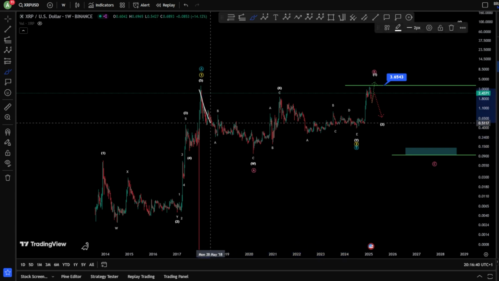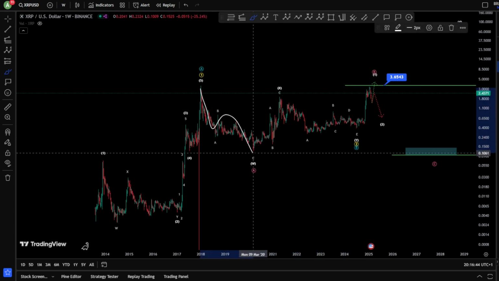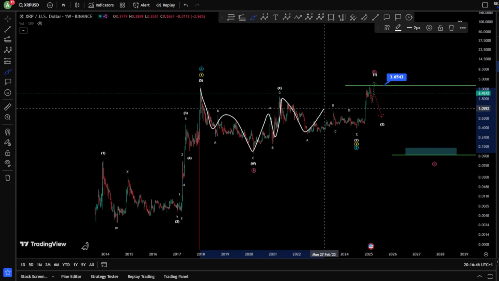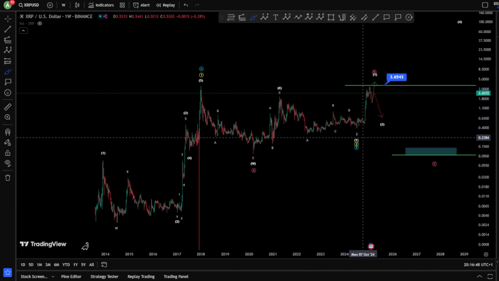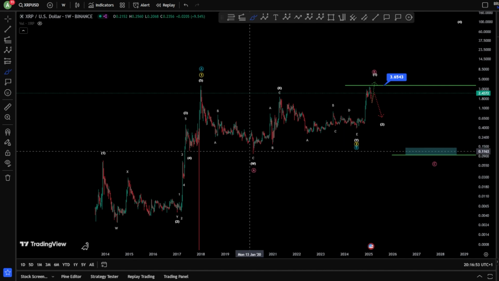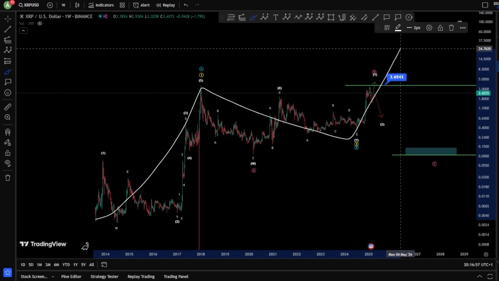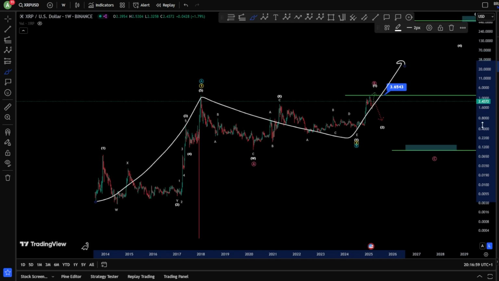In this case, we have of course WXY, where your W is a zigzag, your X is another zigzag, and your Y is an ABCDE triangle, finishing the wave 2 in the yellow and the wave B in the blue. Meaning, if we are in an A, B, and a C in the blue count, you are looking for a wave C toward the upside.